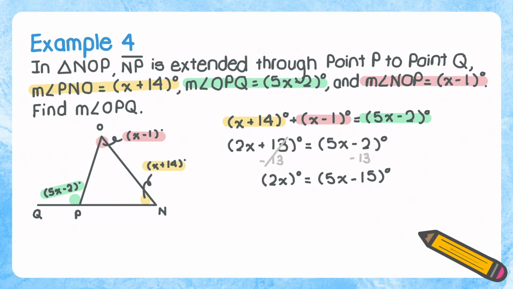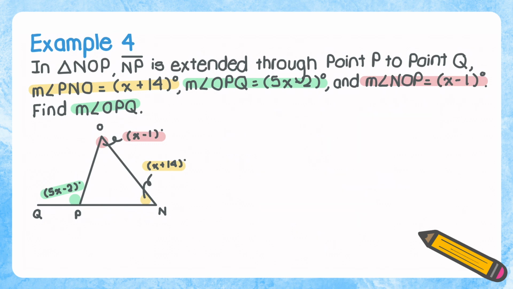And next, I want to move the x over from the right side to the left side. So we subtract both sides by 5x. We're left with negative 3x degrees equals negative 15 degrees. Let's divide both sides by negative 3. And x equals 5. But we're not exactly done yet because the example asks us to find the measure of angle OPQ. So we're going to use the fact that x equals 5 to find that angle measure.